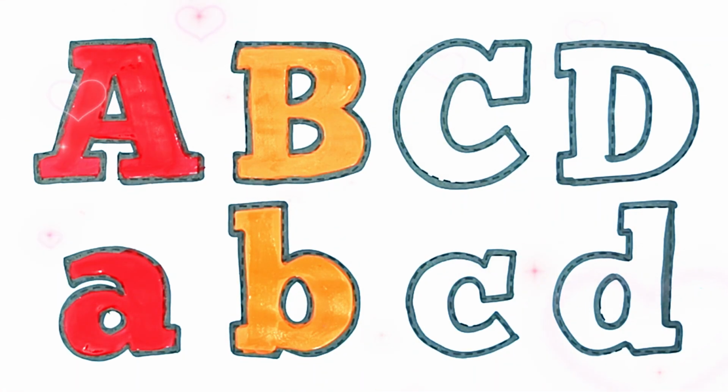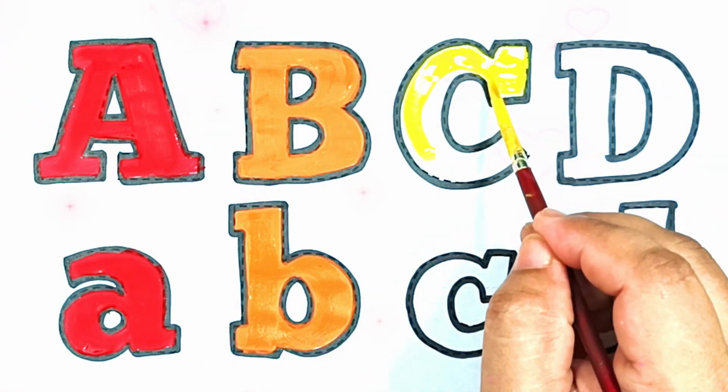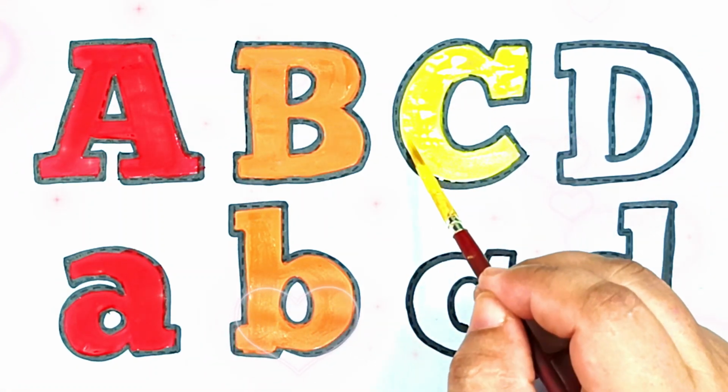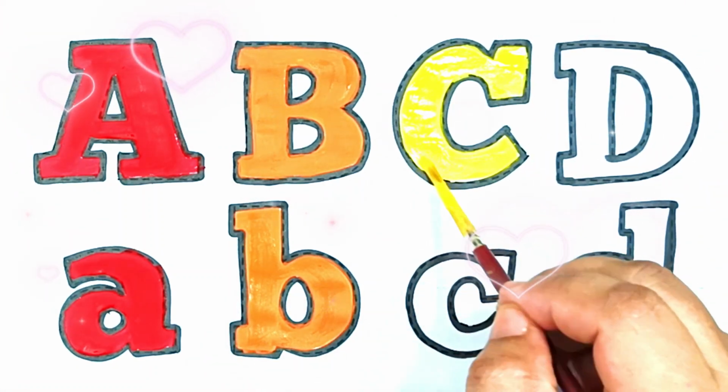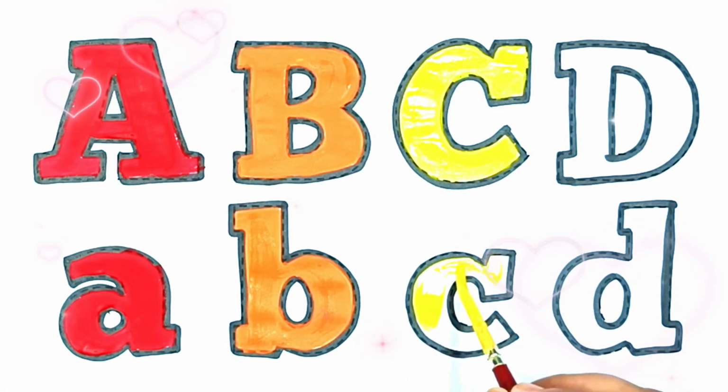B is for bat. The dog takes the cat. Hi-ho, the dairy-o, the cat takes the mouse. C is for car.